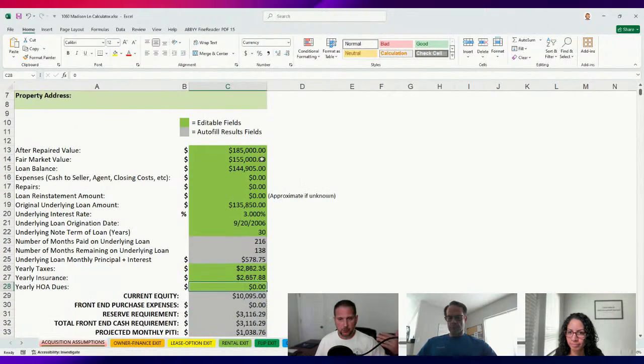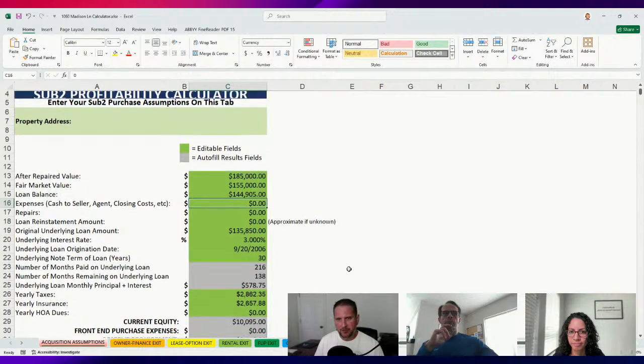Anything in green that you see here must be filled in on this calculator. You can't leave anything empty. So if your expenses are $0, you have to put $0 in. So for those of you that go out and download this, just keep that in mind.